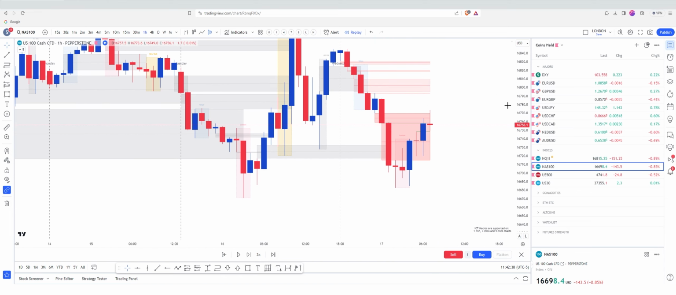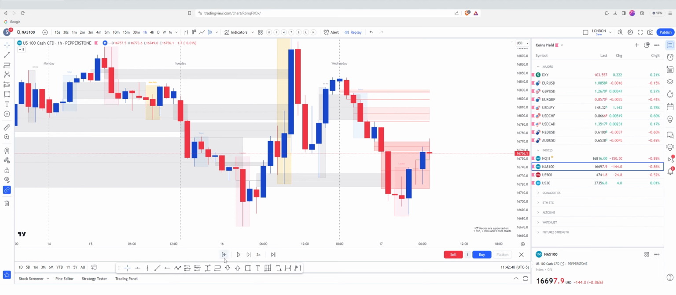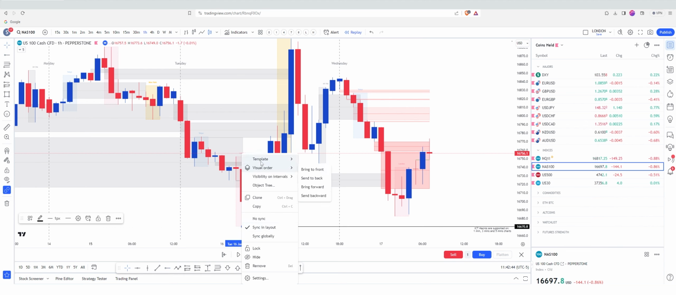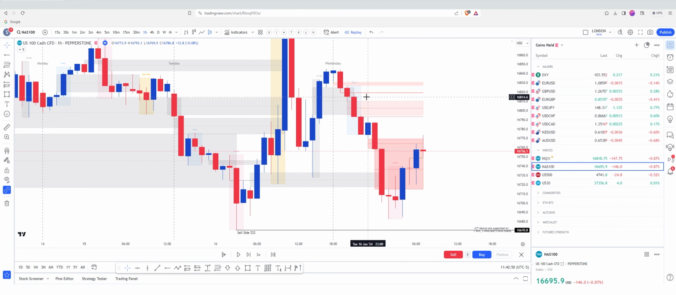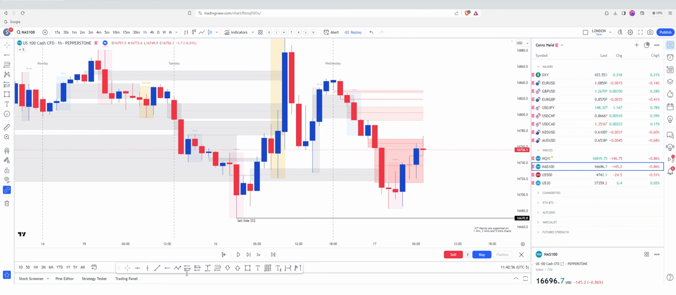Here we are coming into the New York session. So we have sell side liquidity from yesterday's low, which would be a really nice target. We are looking for bearish PD arrays that may present a bearish move for lower prices. So we have hourly fair value gap, which we are interacting with at the moment.